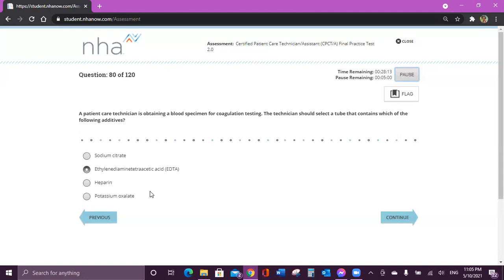A patient care technician obtains a blood specimen for coagulation. The technician should select the tube with which of the following anticoagulants. Heparin, they are anticoagulants. Heparin and also the light blue one, they are coagulation too.